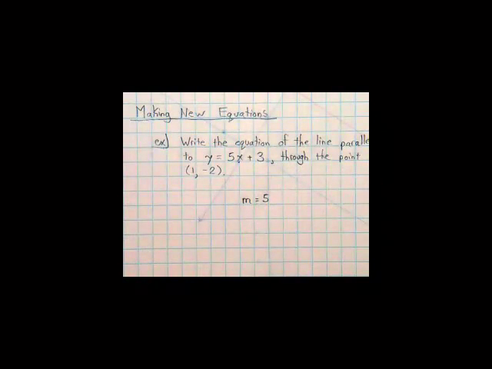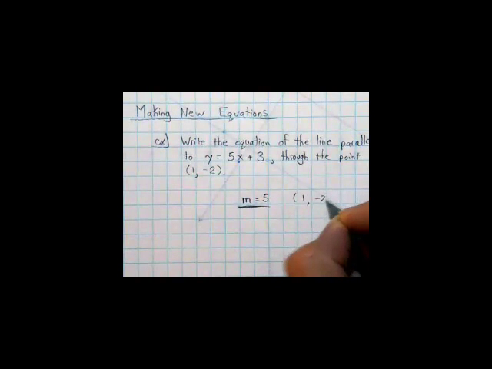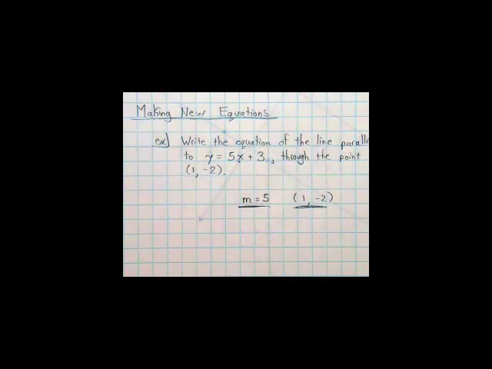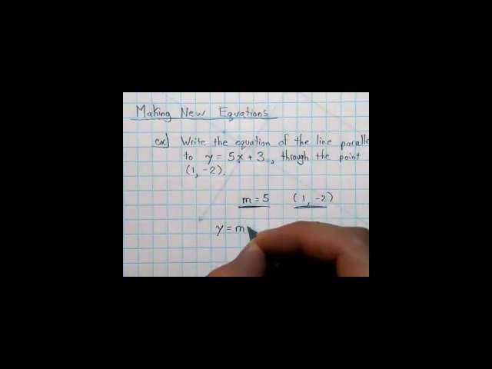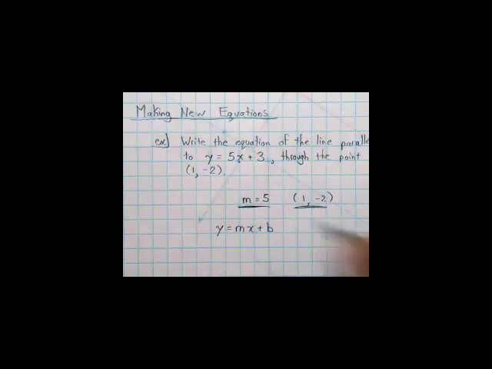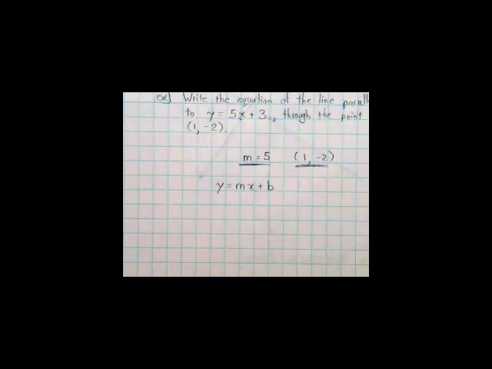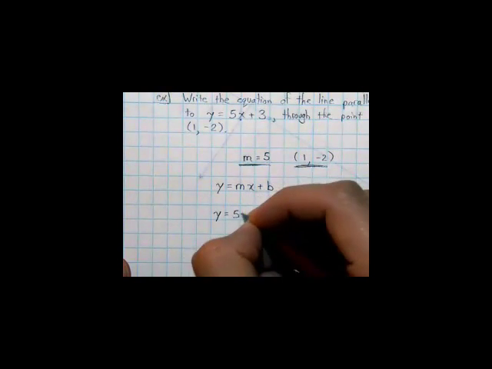So I have a slope that I need, 5, and I have a point that it has to go through, (1, negative 2). So I need to somehow make an equation for that. Well, when you do slope-intercept form, you've probably seen this before. y equals mx plus b, right? I already know the 5, so I can put the 5 in for m. So this now becomes y equals 5x plus b.